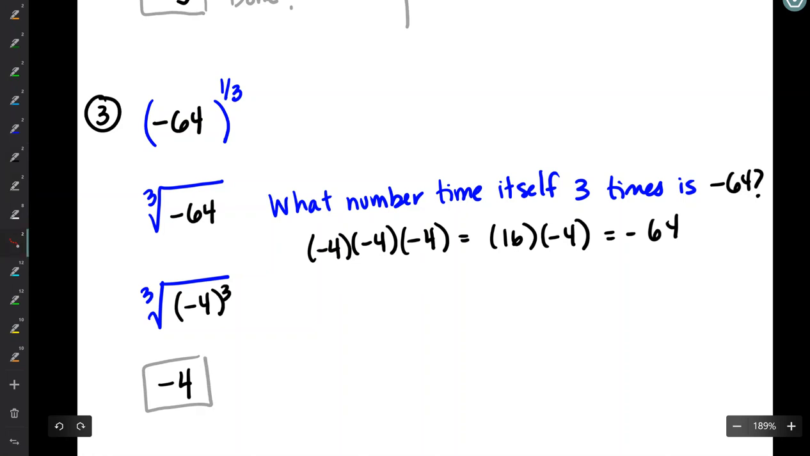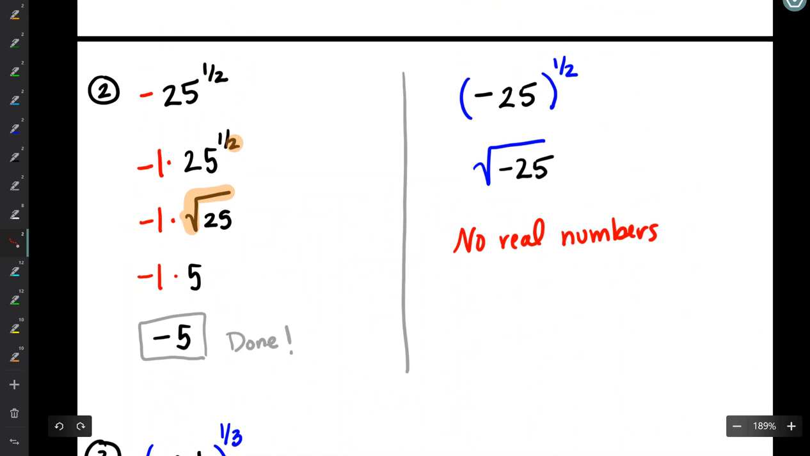So remember from the previous lesson that when you were taking odd roots, it was perfectly fine to have a negative inside here, because a negative times itself an odd number of times will be negative. It's when you're taking even roots, like a square root or a 4th root, and the negative is on the inside, that there are no real numbers. We will learn an answer for this, but later in this course.